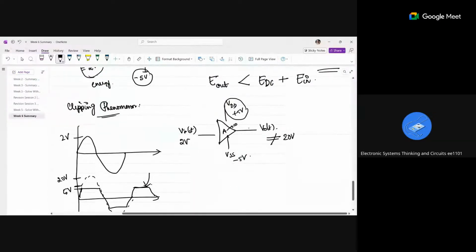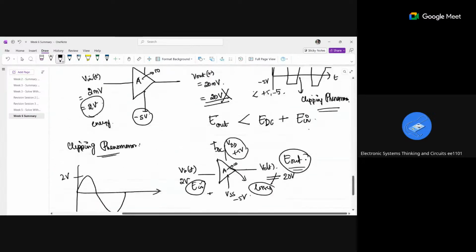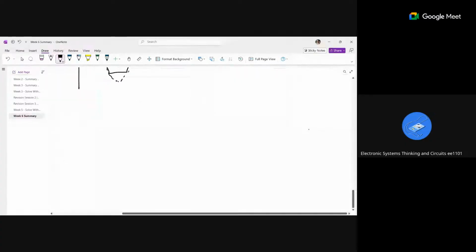So whatever E out energy I have, this energy is provided by the input signal plus this EDC. And due to the circuit elements, there might be some losses. Reducing those, I will get the remaining energy in the E out. So the first part, the amplifier, we have completed.